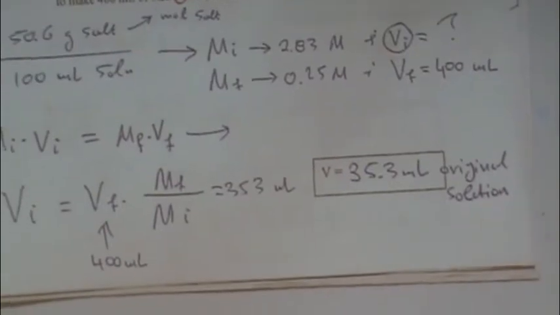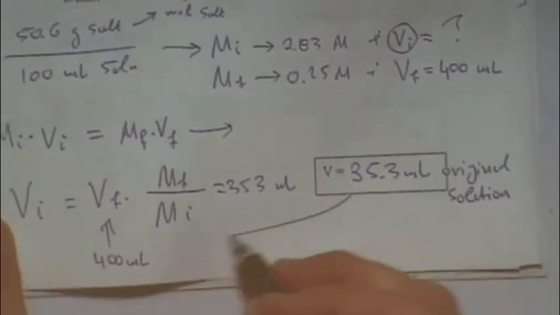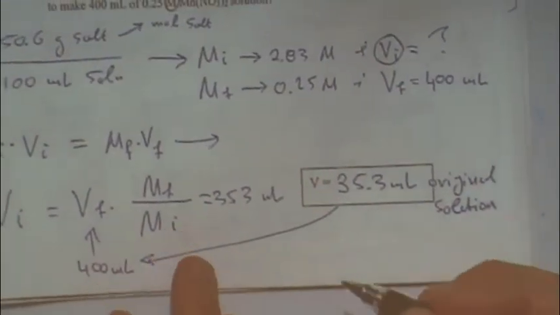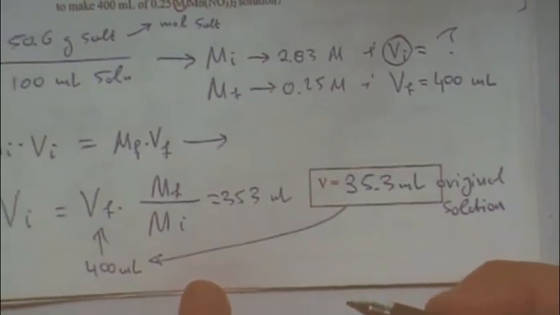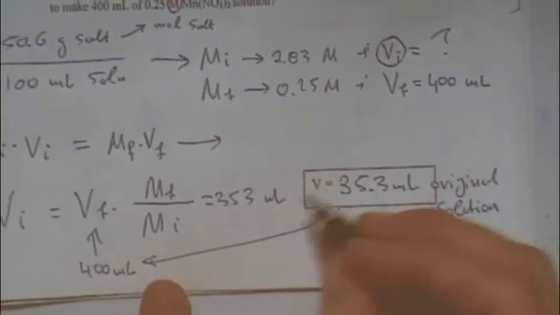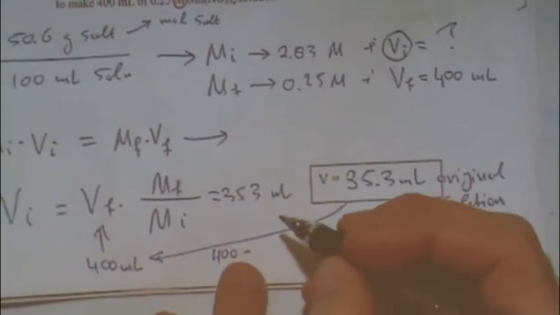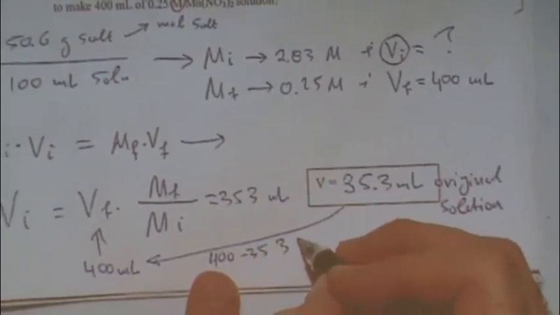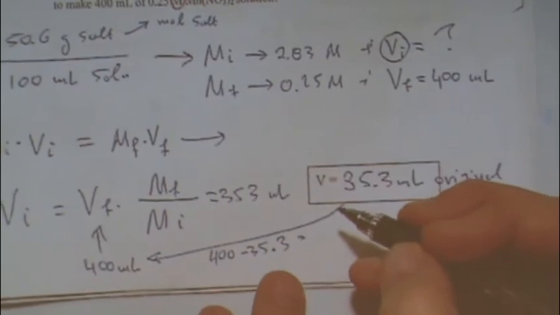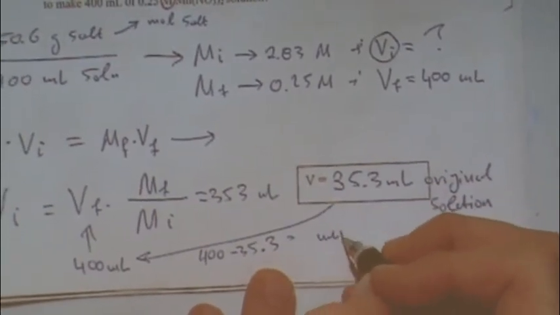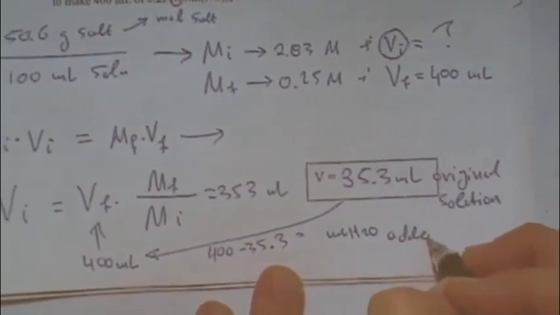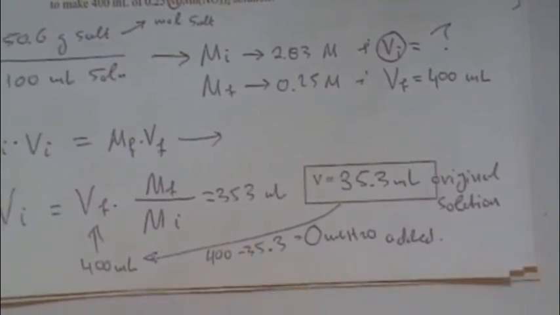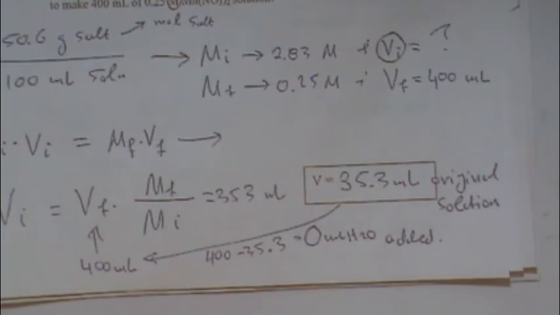Original solution. So you go from this to that, that means you have to add what? Water. How much water do you have to add, even though it doesn't ask you? Right? 400 minus 35.3, that will make whatever milliliters of water added. Right? You can do that. That's it. You're done? Any questions?